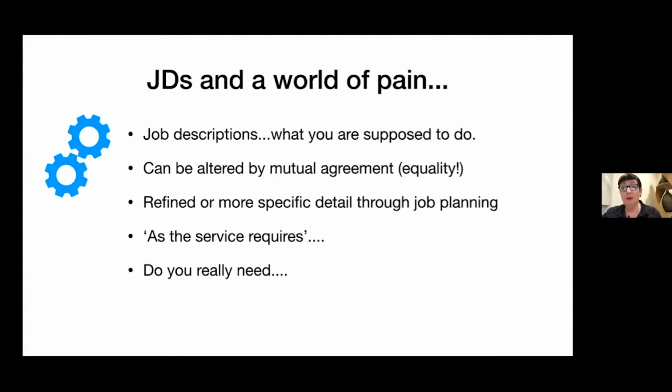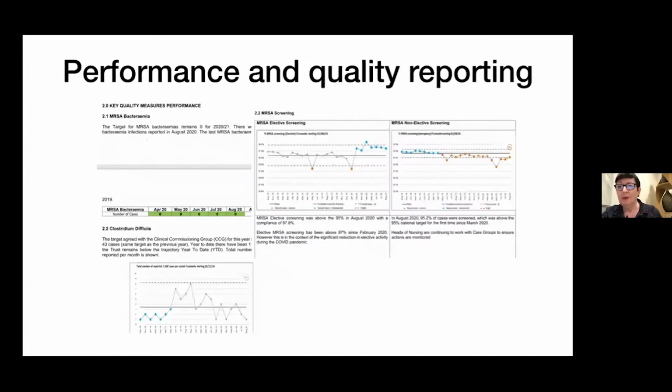So often there is travel between sites. If a job description says that you have to work on the Whips Cross site and yet you're required to go over to Barts, it is a problem. But most of the job descriptions for most trusts will now include the potential to have to move to another site as the service requires. And the other thing is, do you really need all those elements in the job description? So make sure that you've got things covered, but you've got the job description all sorted.